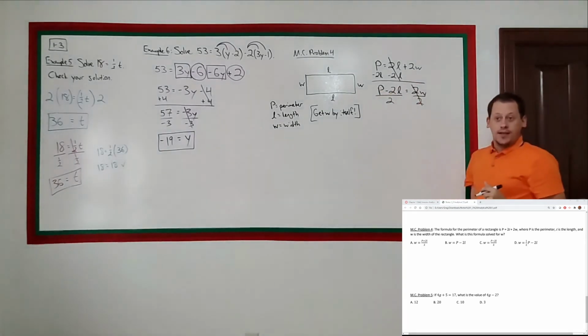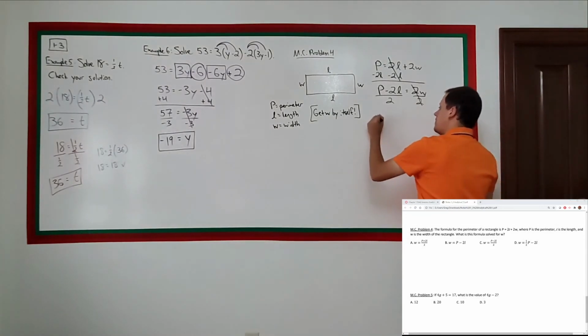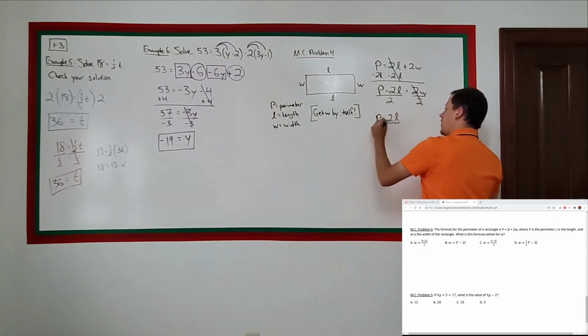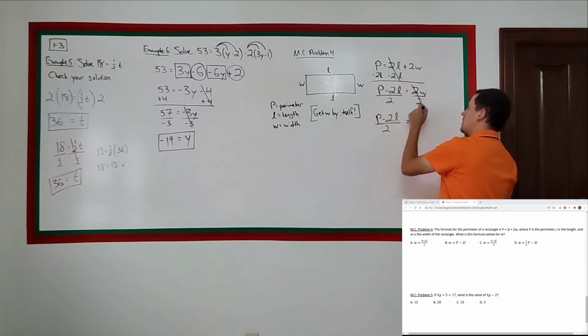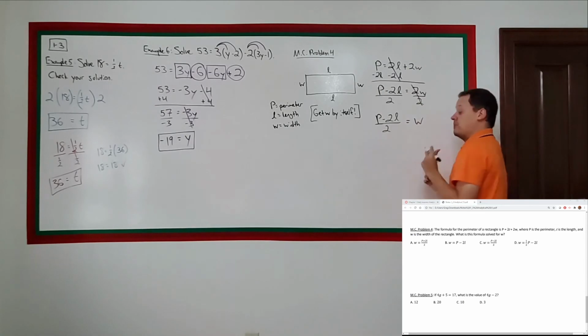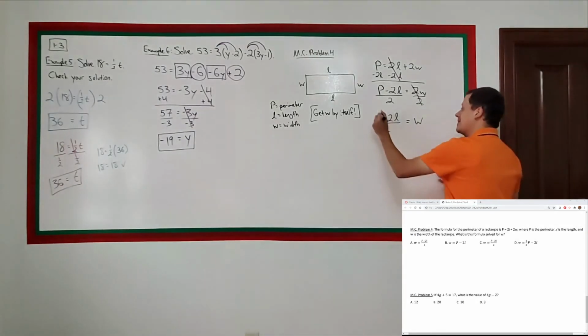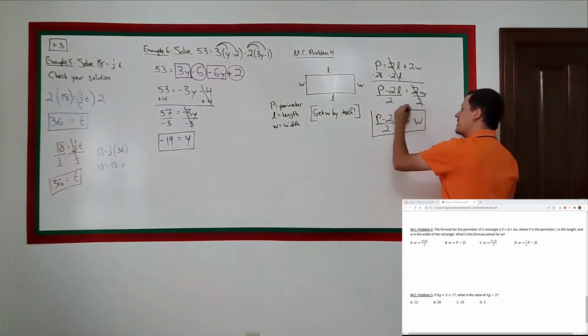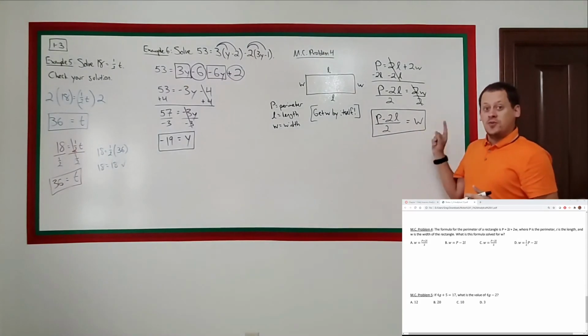Those 2's are going to cancel out now. And I'm just going to write down what we have. P minus 2L over 2 on this side equals W. W's by itself, right? I know there are still letters all over the place, but this is solved for W. The W is by itself.